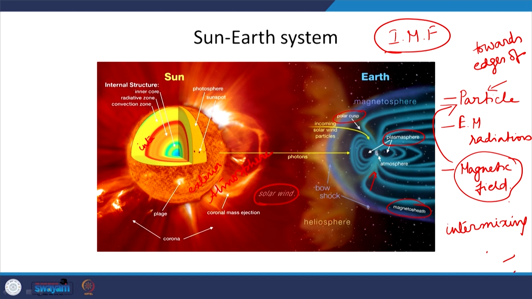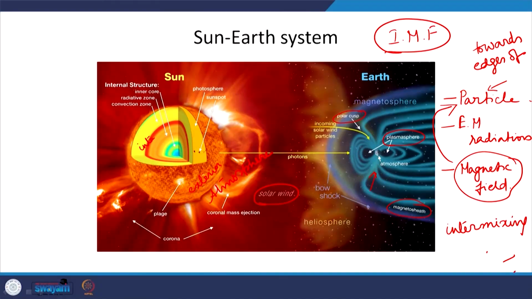If this energy makes entry into the Earth's atmosphere, what could be the consequences? What are the conditions in which the particle form of energy makes entry into the atmosphere? What are the conditions in which electromagnetic radiation makes entry?